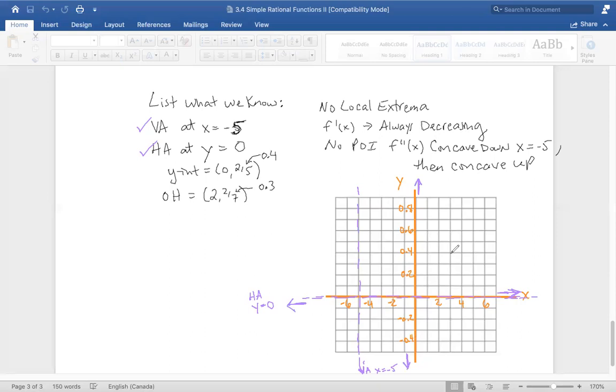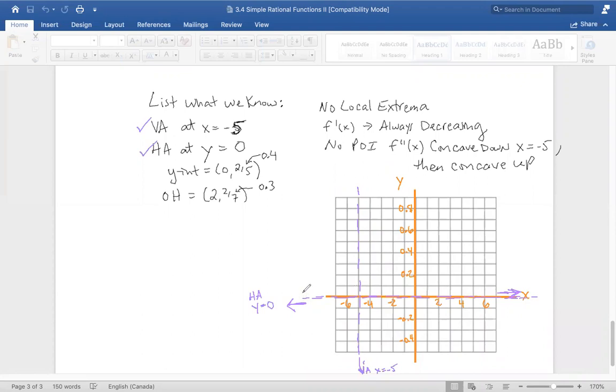Oh, I just don't have, sorry. This one here, I'm not including my asymptote there to block me. So this one here, I missed that. To go back here for my horizontal asymptote.